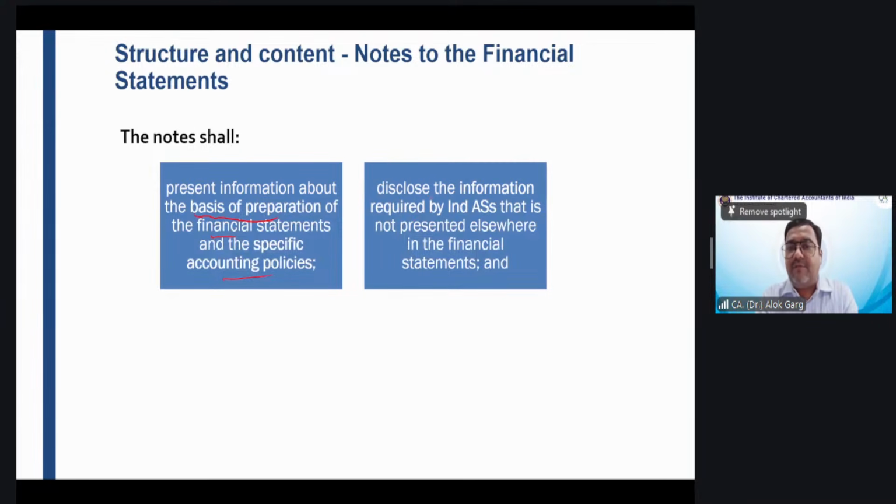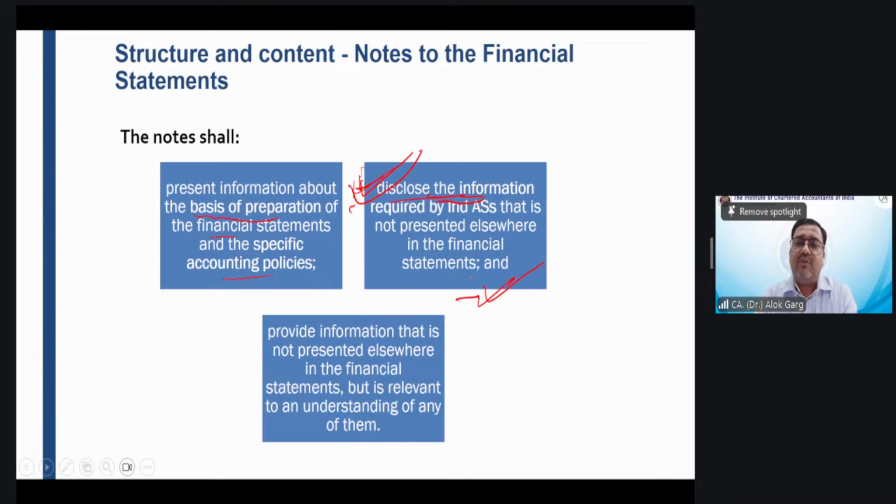Disclose the information required by Ind AS that is not presented elsewhere in the financial statement. Means, what could be the information required to be disclosed by Ind AS which is not presented in the balance sheet, P&L, cash flow, and statement of changes in equity? What can be those disclosures? Guys, you know those disclosures. What are those disclosures?